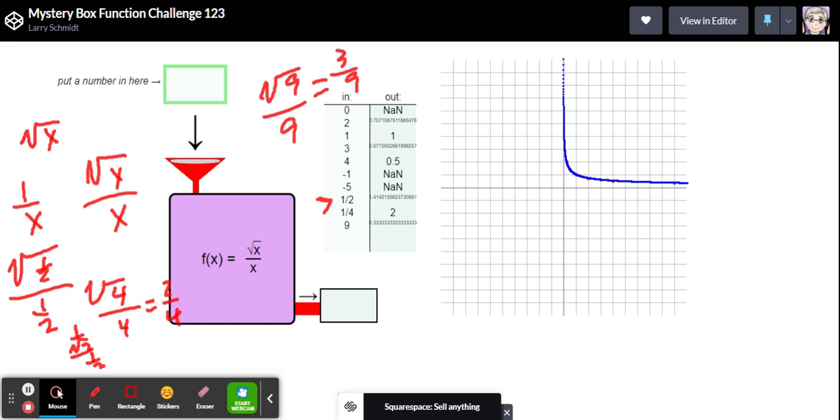So what it looks like is one of those arms of the rational function. We'd normally have another one down here if it was just 1 over x, but we've just got this up here in the first quadrant because you can't put any negative numbers under that radical sign.